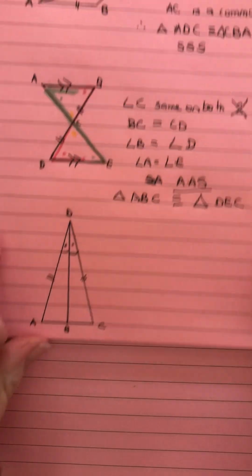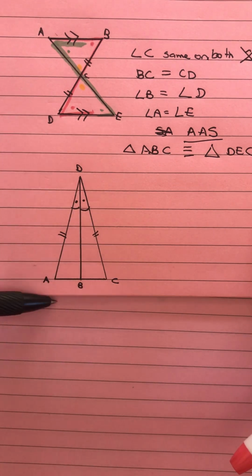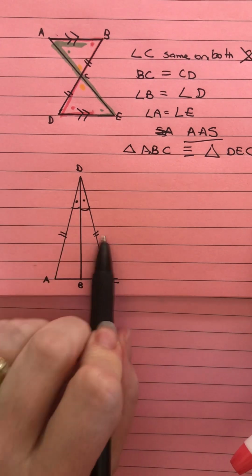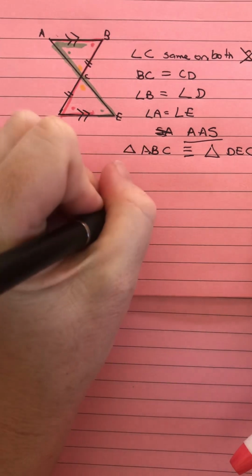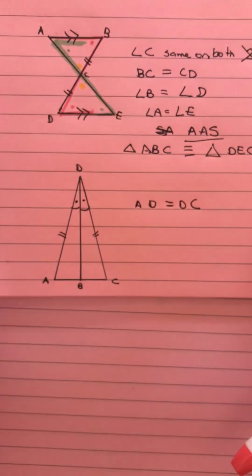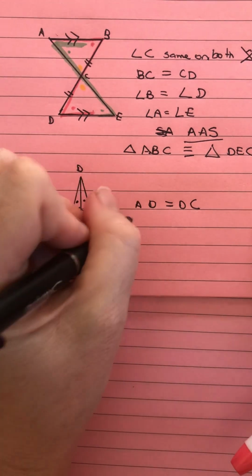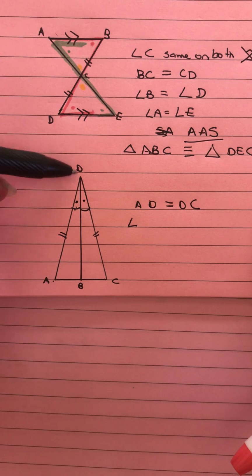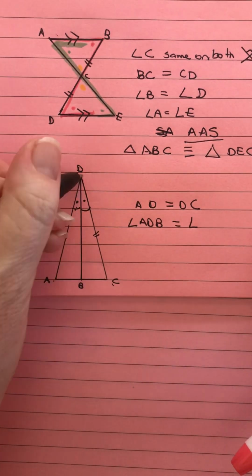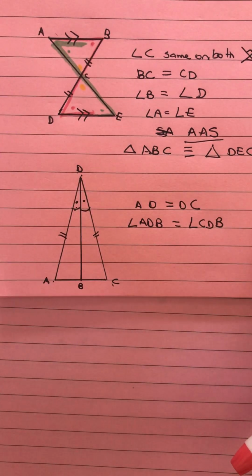The last one that I'm going to look at for this kind of question is this one here. So in this case, I can see that I have matching sides here. So we can say that AD is equal to DC. So that's one piece of information. We can also see that they have matching angles. So, and I'm going to use the actual letters, so angle ADB is equal to angle CDB, just so it isn't confusing with what angle D means.